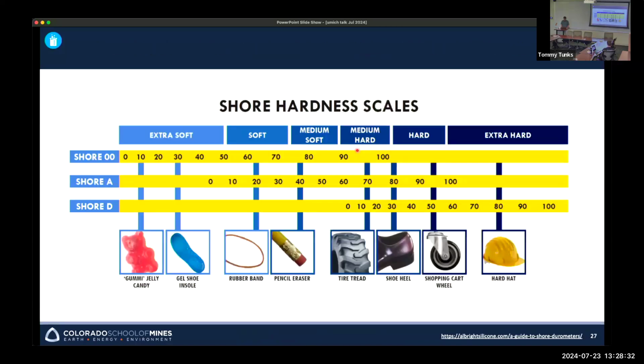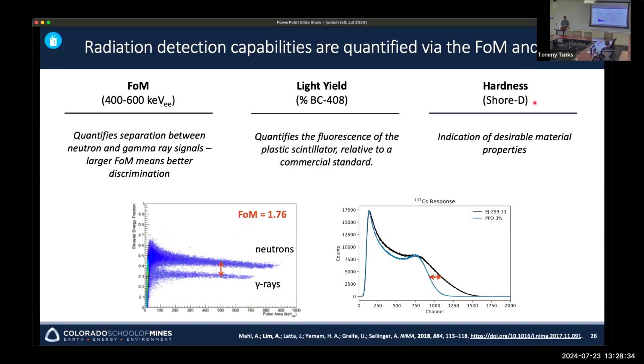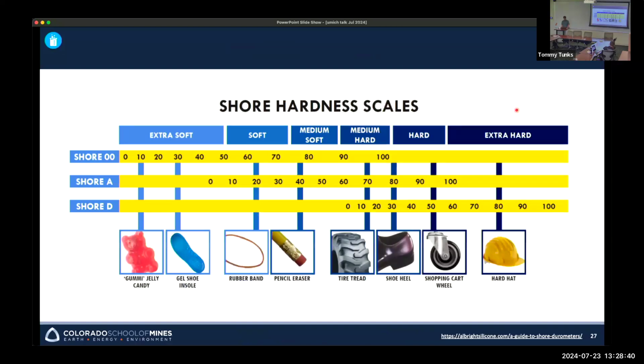So I'm going to show the hardness of these in this value called Shore D. And just to give you an idea of where this hardness needs to be, it's sort of in this hardness area, where you can see it's kind of like a hard hat at a construction site or a shopping cart wheel or a shoe heel. That's the hardness. And then this is the kind of hardness that you get when you don't have these cross-linkers, way down here.